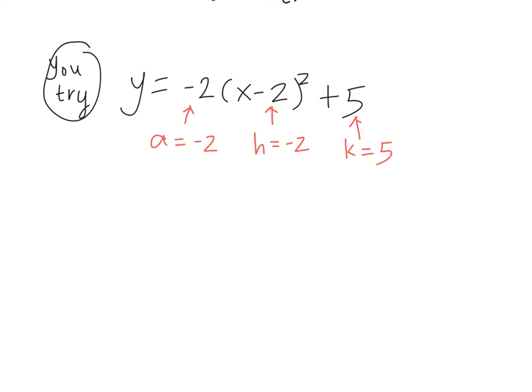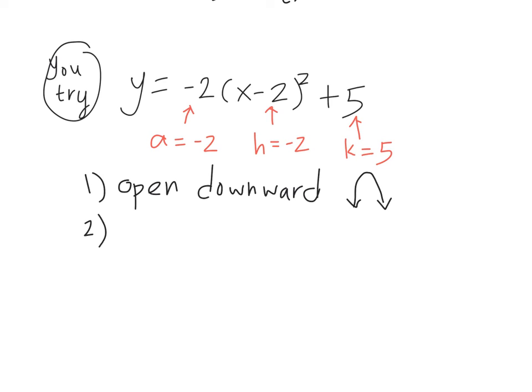All right, now that you guys have identified a, h, and k, it is time for us to identify the transformations. So we notice a is negative. So if a is negative, then we know the parabola is going to open downward. And it looks like this when it opens downward. Okay? And then we talked about if we want to find out whether the parabola is narrower or wider, we ignore the sign.